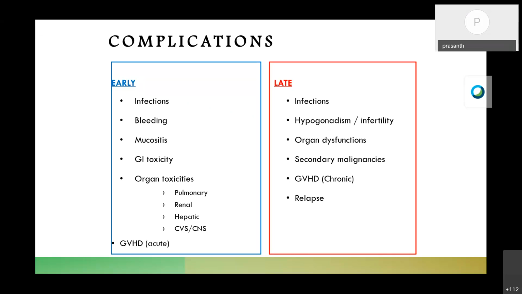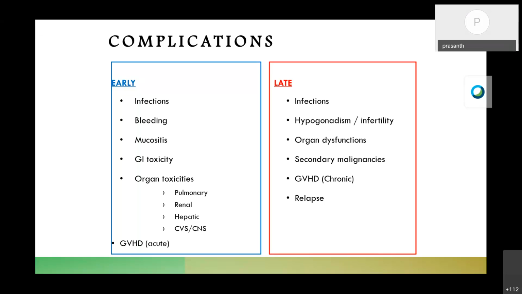There can similarly be gastrointestinal toxicity with profound diarrhea, again because of the mucositis and loss of the gut barrier. Again, the chemotherapy can affect the pulmonary, renal, hepatic, and cardiovascular systems, and all these complications need to be managed in the post-transplant period. Of course, there is this concept of acute graft versus host disease, which I'll discuss in a moment.